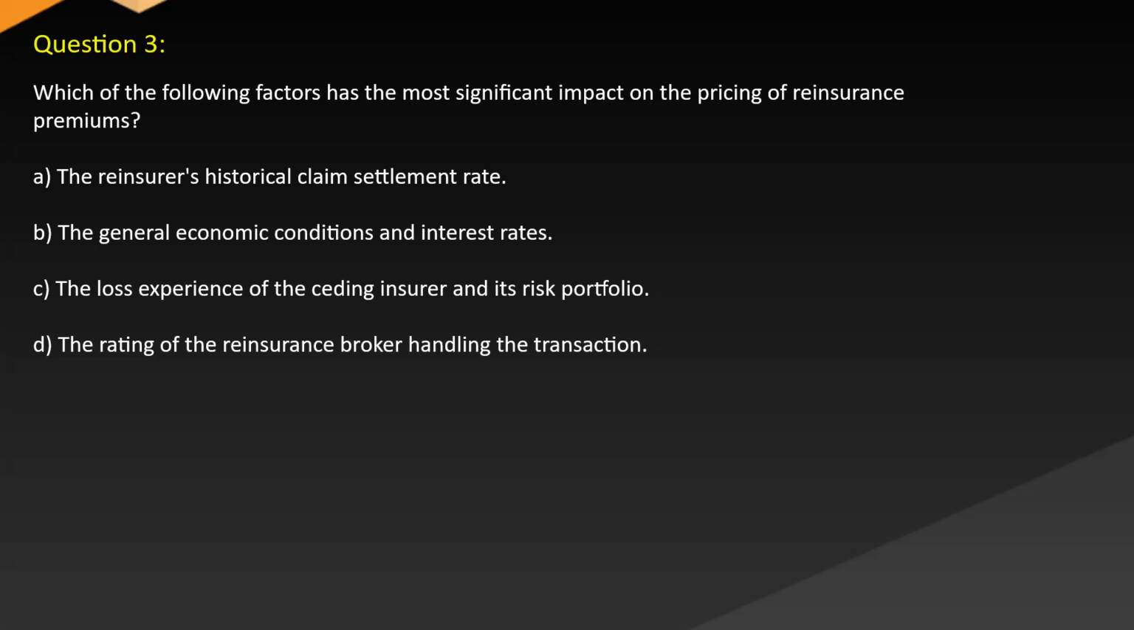Question 3. Which of the following factors has the most significant impact on the pricing of reinsurance premiums? A. The reinsurer's historical claim settlement rate. B. The general economic conditions and interest rates. C. The loss experience of the ceding insurer and its risk portfolio. D. The rating of the reinsurance broker handling the transaction.